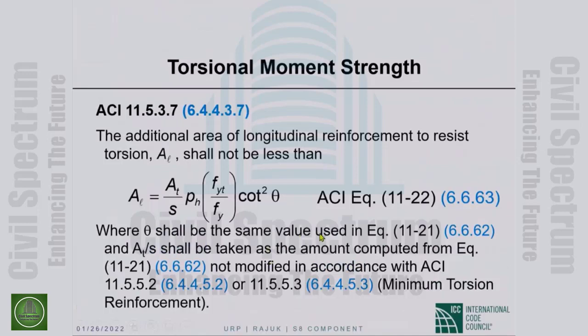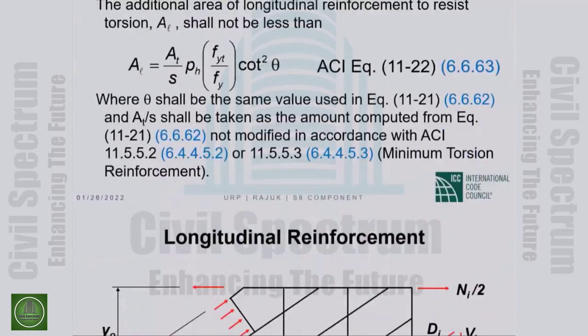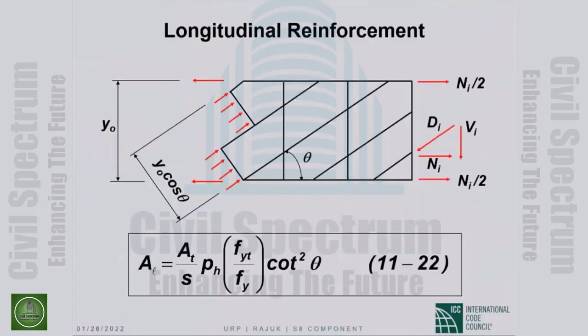Theta shall be the same value that we talked about before, between 30 and 60 degrees, typically taken at 45 degrees for non-pre-stressed members. And A sub T over S shall be the same value used in the computation of T sub N. That's what we are saying. The derivation of this minimum longitudinal reinforcement A sub L is based on, again, equilibrium.